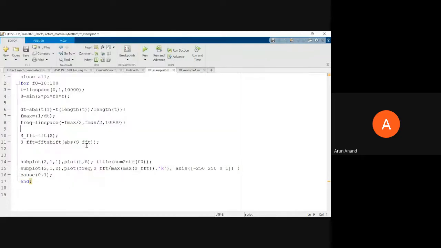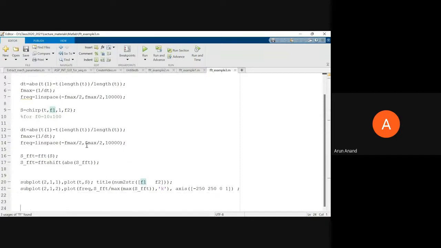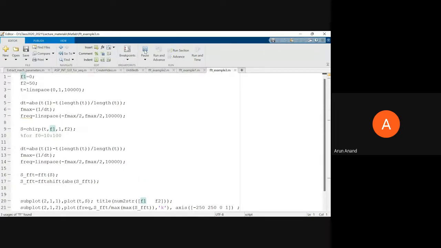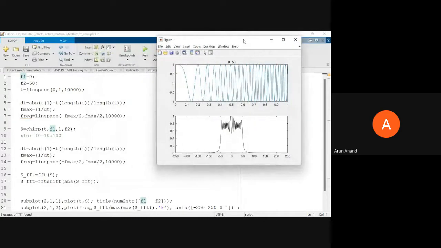Okay, so now let us go to example 2, example 3. This is for a chirp signal. Basically, what I am creating here is what you call a non-stationary signal. Let me introduce a small concept. It's called stationary and non-stationary signals. Do you know about stationary and non-stationary signals? Yes or no?